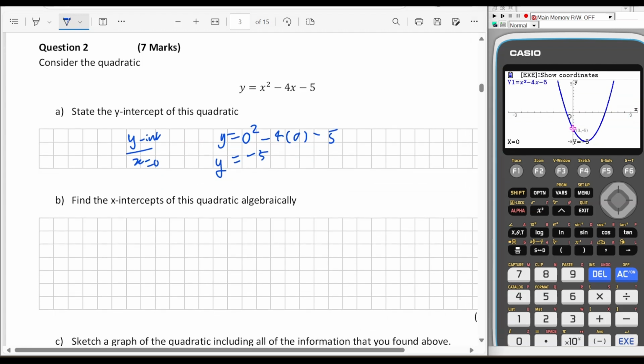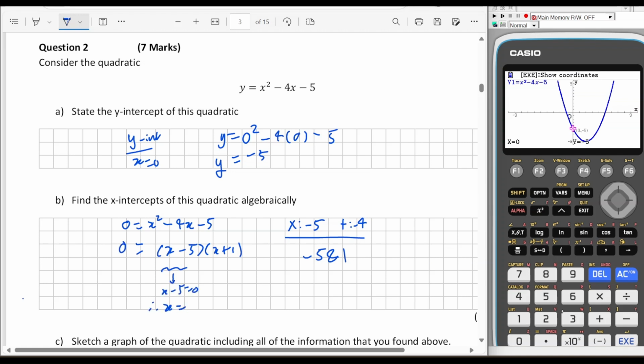Find the x-intercepts algebraically. So you've got to go 0 is x squared, take 4x, take 5. We're looking for two numbers that multiply to give minus 5 and add to give minus 4. Those two numbers I reckon are going to be minus 5 and 1. So x take 5 is the first bracket and x plus 1 is the second bracket, and we can read off both these solutions. x take 5 is 0, so x is 5. And x plus 1 equals 0, so x is minus 1.